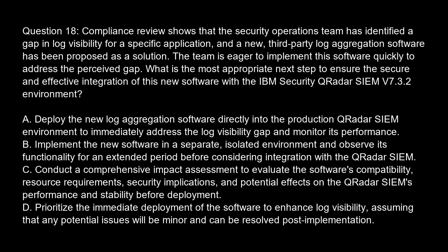Option A. Deploy the new log aggregation software directly into the production QRadar SIEM environment to immediately address the log visibility gap and monitor its performance. Option B. Implement the new software in a separate, isolated environment and observe its functionality for an extended period before considering integration with the QRadar SIEM. Option C. Conduct a comprehensive impact assessment to evaluate the software's compatibility, resource requirements, security implications, and potential effects on the QRadar SIEM performance and stability before deployment. Option D. Prioritize the immediate deployment of the software to enhance log visibility, assuming that any potential issues will be minor and can be resolved post-implementation.